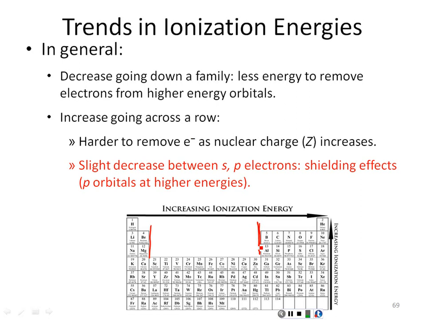But the overall trend for ionization energy is opposite of atomic size, in that it increases across a row and up a group. So the highest ionization energy will be helium, and the lowest would be cesium or francium.